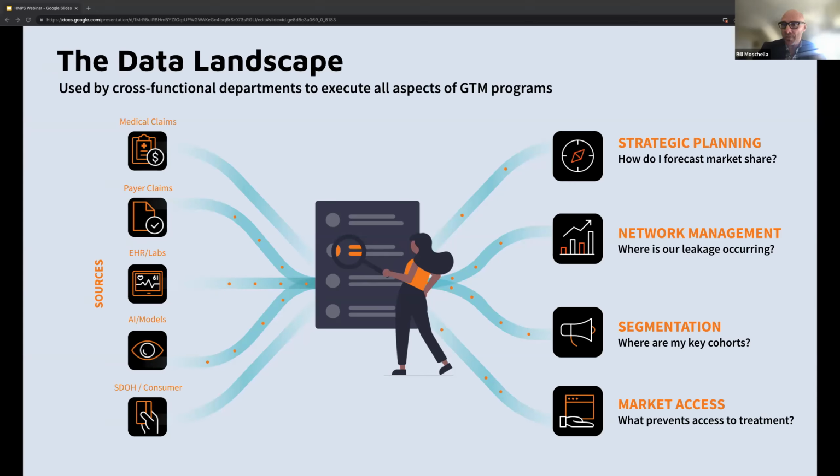But medical claims, your 837 and 835 data, your payer claims, specifically your 835 and adjudicated claims, EHR and lab data, AI modeling, so anything that's been built as a derivative work, a forecast, a propensity model off any one or combinations of these data sets, and social determinants of health and your consumer data. So this would represent that broad range of potential data that you could consider as first and third party data being brought together to help answer your questions.